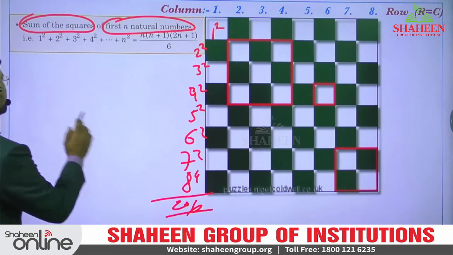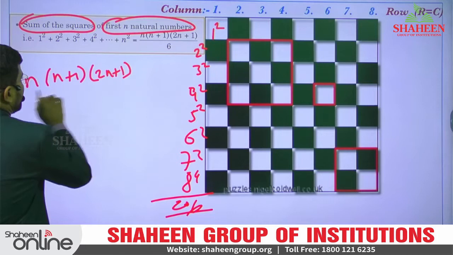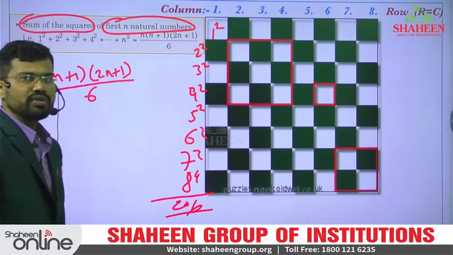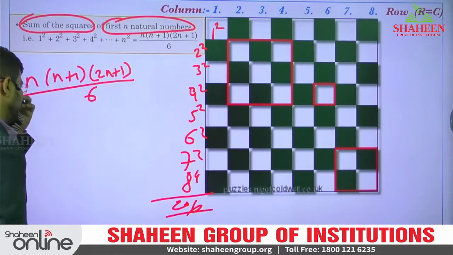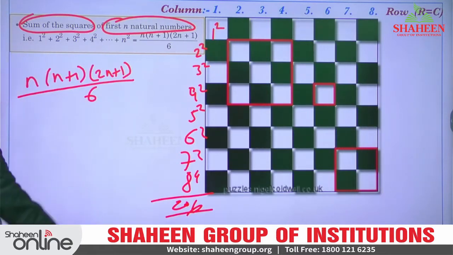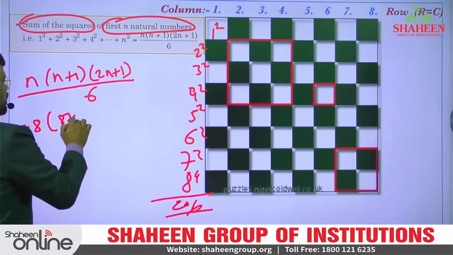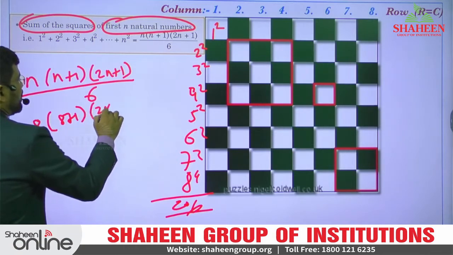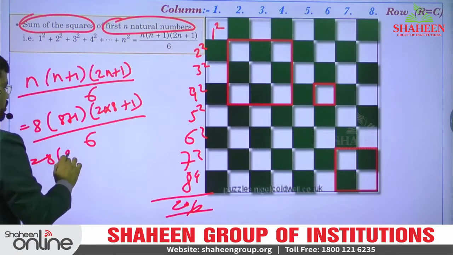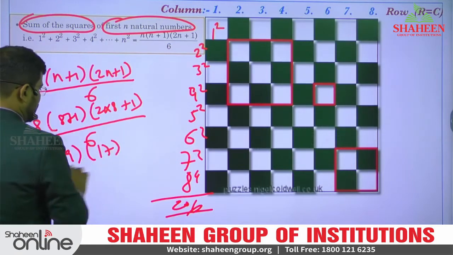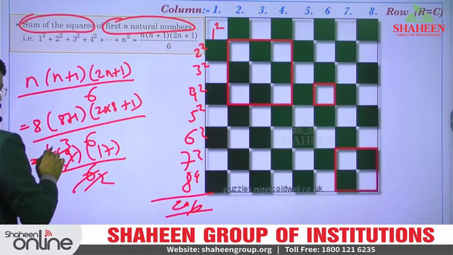So what is the formula that we know? We know n into n plus 1 into 2n plus 1 by 6. What is n here? n is the number of rows or columns. So look here, n is 8. 8 plus 1 is 9. 2 into 8 plus 1 is 17, divided by 6. So 8 into 9 into 17 divided by 6.